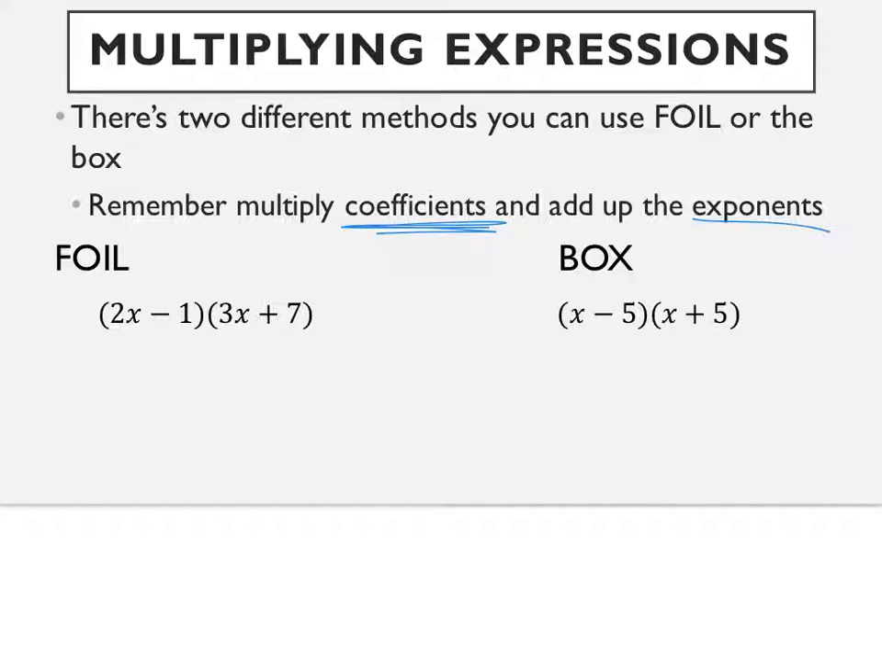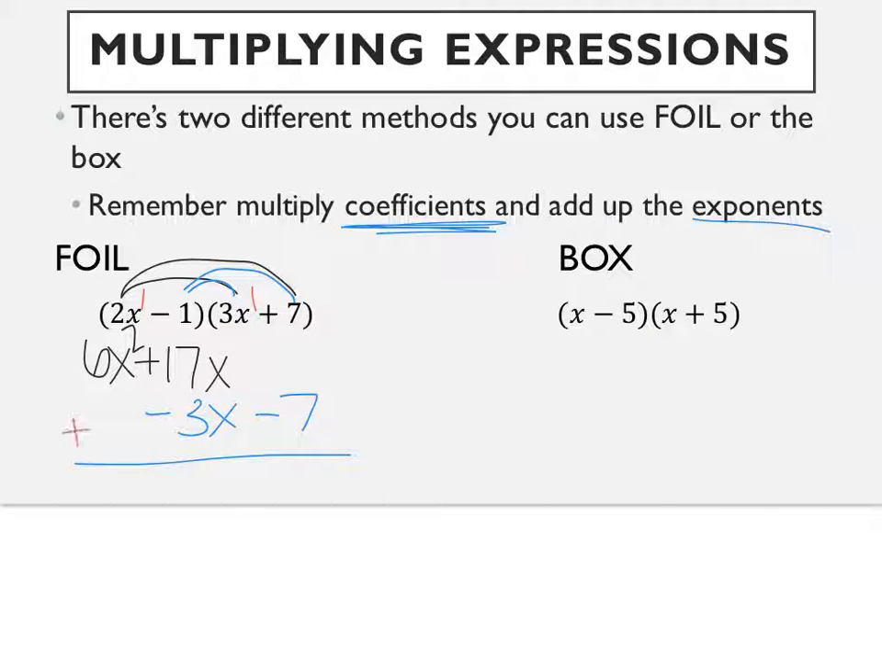The way you do FOIL is you distribute the first term to everything in the second set. So that's 6x squared plus 14x, because 1x and 1x is x squared. And then you take the second number and do the same thing. So negative 1 times 3x is negative 3x, and negative 1 times 7 is negative 7. When I combine like terms, I have 6x squared, 17x and negative 3x will give me 14x, and then I bring down the negative 7. So that is how you use FOIL to multiply 2 expressions together.